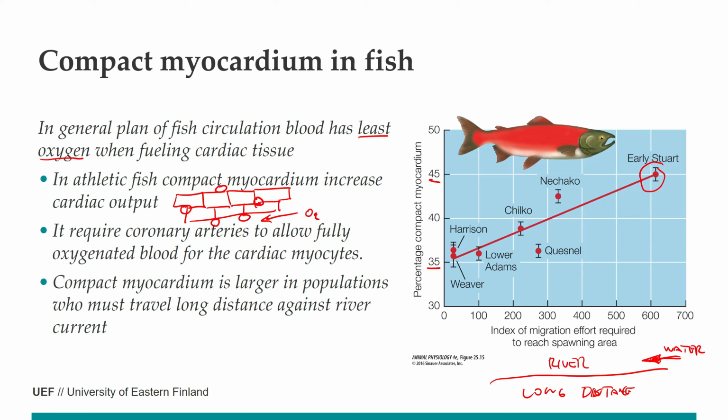And how it can be done is that from the gills, when you have the heart, then the gills. From the gills you can get coronary arteries. Okay, so that's one possibility.